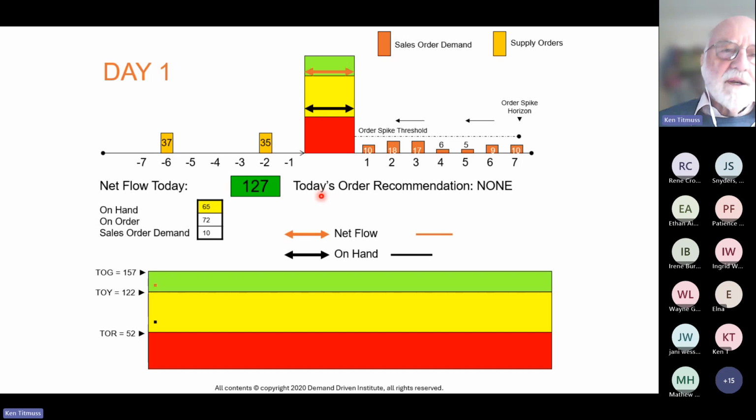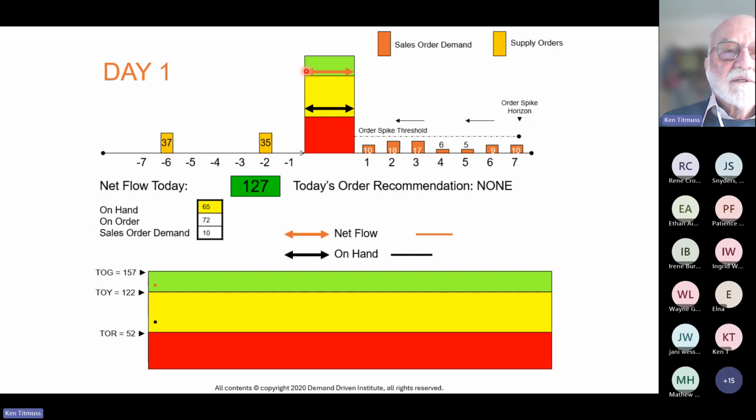On day one, we're sitting with on hand 65. I've got two orders coming into me, 37 here and 35 there. So that's 72 I've got coming in on order. I've got a demand for 10 today, all right? So if I calculate the net flow calculation, it's on hand, 65, plus 72 on order, minus 10, okay, that gives me a net flow position of 127, which is up here in the green zone.